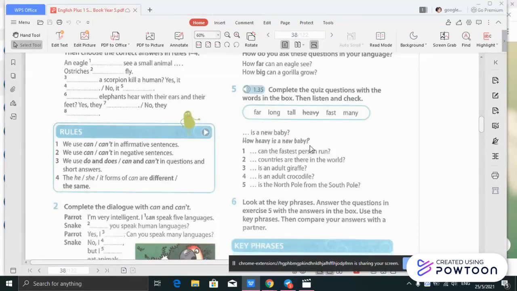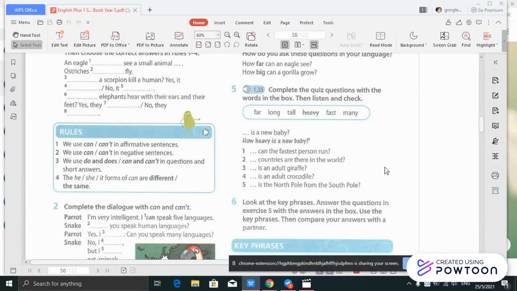How heavy is a new baby? Okay, you can think of, how fast can the fastest person run? So how fast can the fastest person run? How many? Okay, so you have to have those answers. If possible, if you're coming up with a question, try to prepare the answers as well to make it more interesting. If you are too lazy to do that, it's okay. It's always easier to ask questions than to give answers, right?